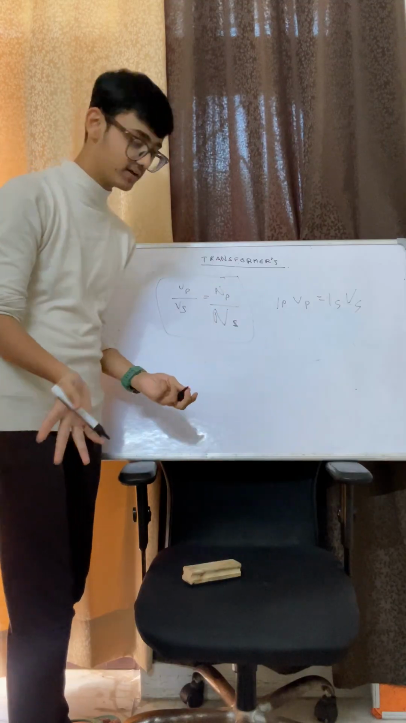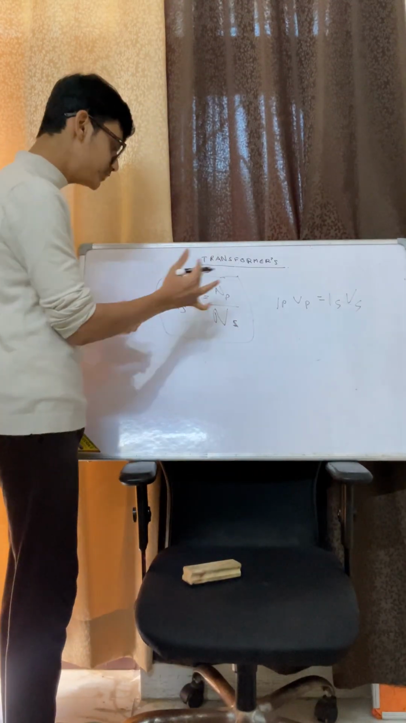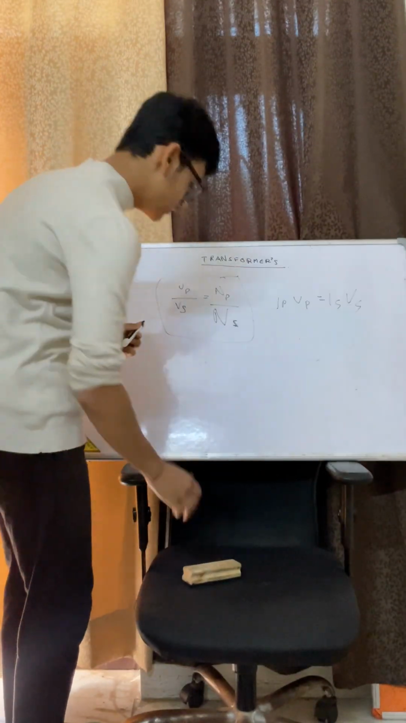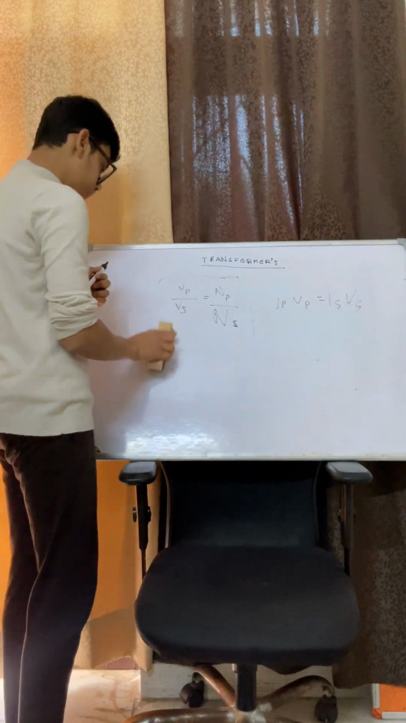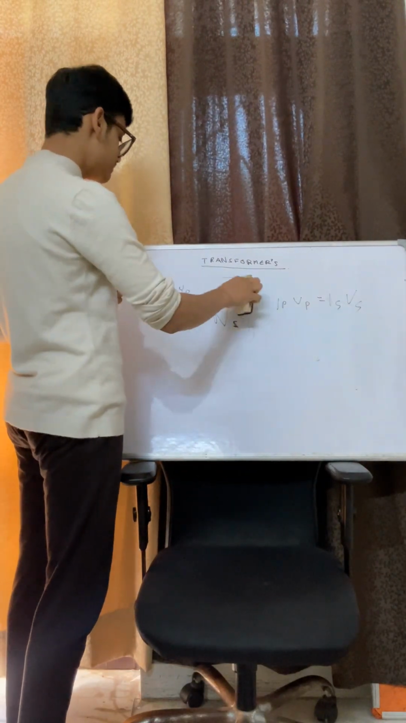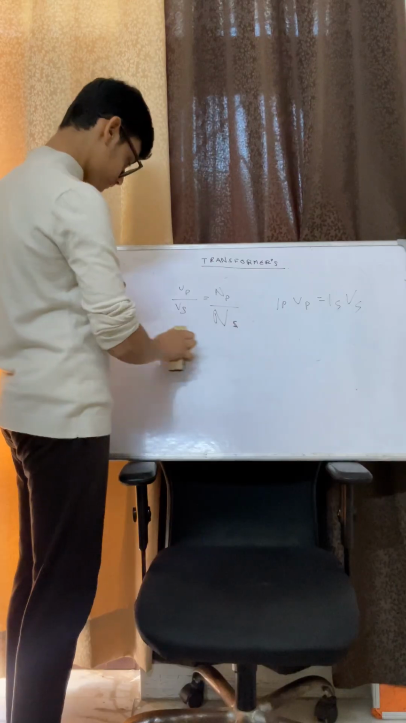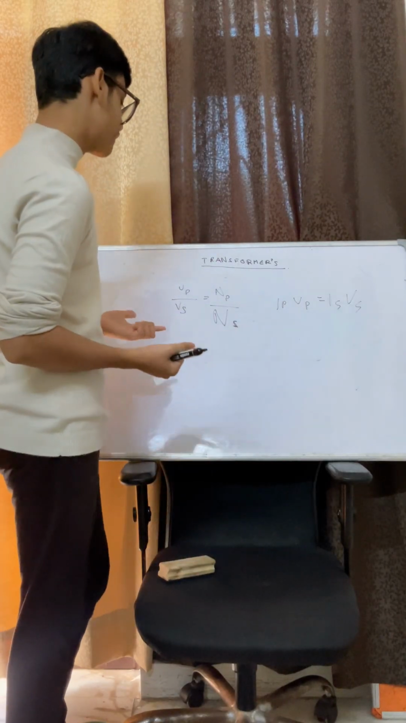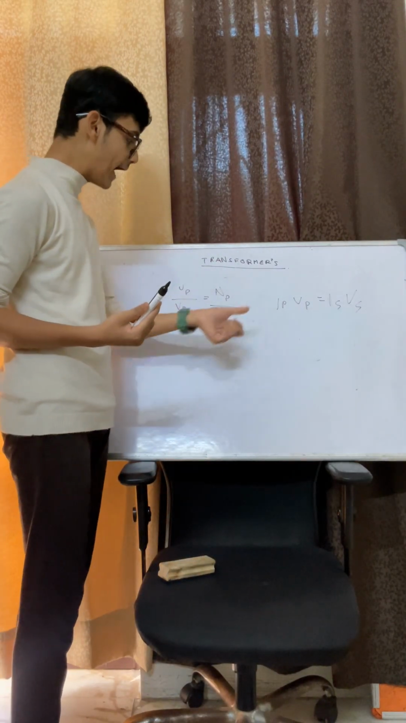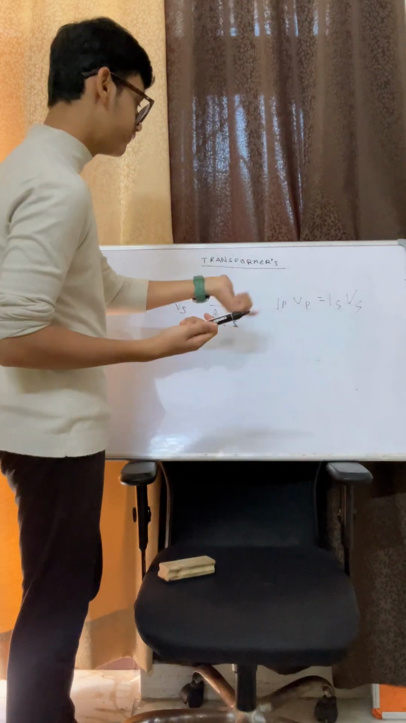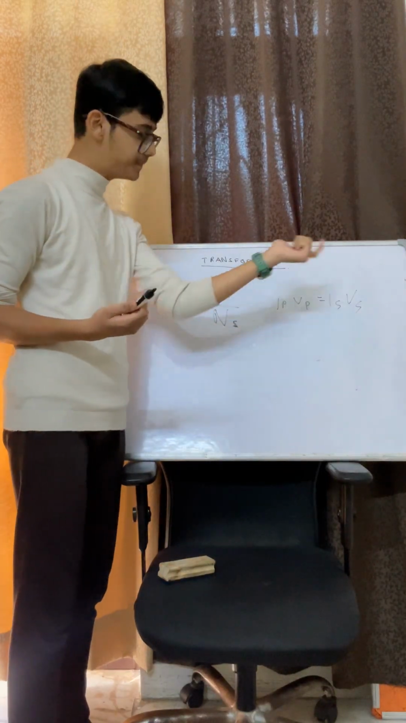I told you why the number of turns matters, right? So this is the formula that you will be using a lot when solving questions on transformers, right? And the second equation or formula that you'll be using is IpVp equals IsVs.